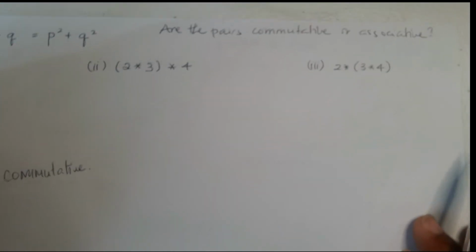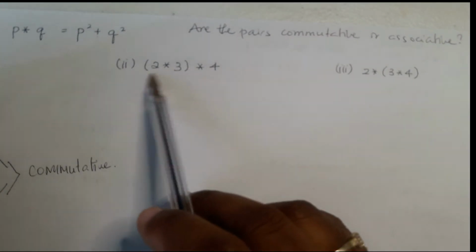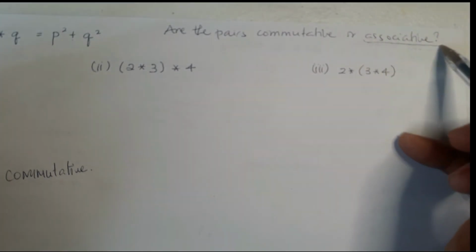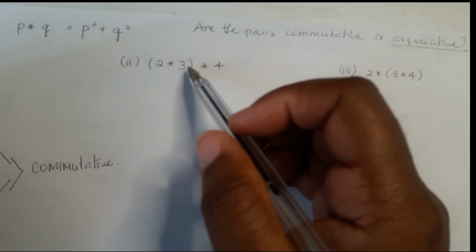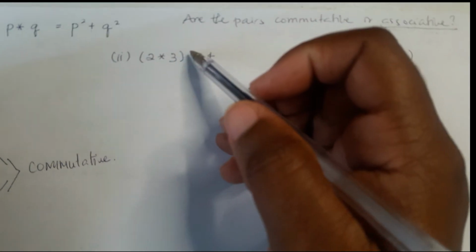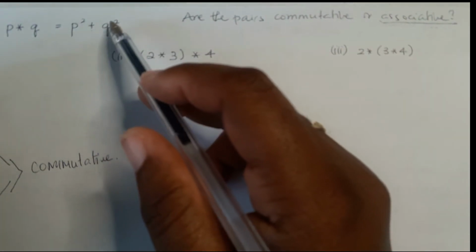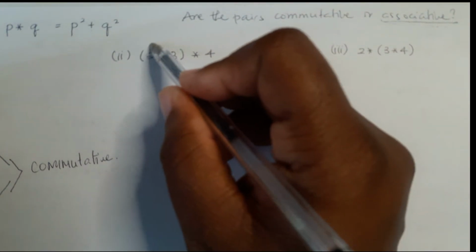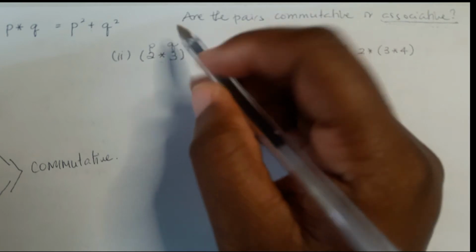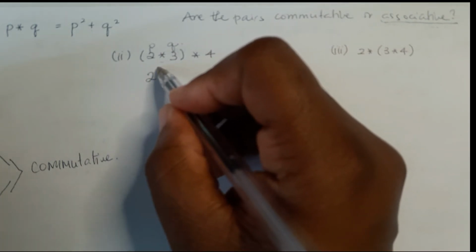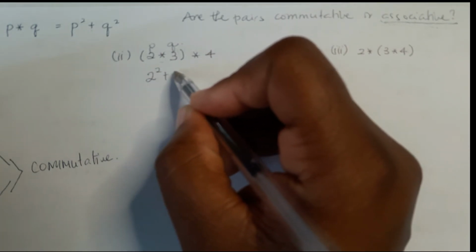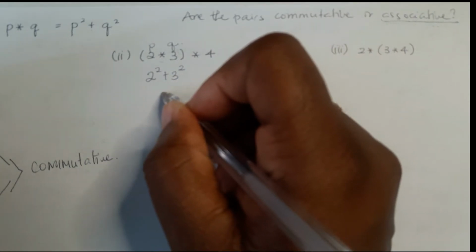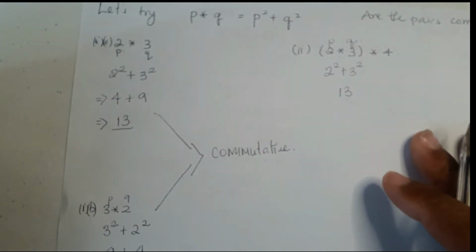Okay, so now we're going to try this one. This one has brackets in it, so we're looking at the word associative. We're going to see if this is associative. First, we look at what's in the brackets. We label this as P and this as Q. So 2 squared plus 3 squared. We worked this out already, and we know that this gives us 13. We did it over here.